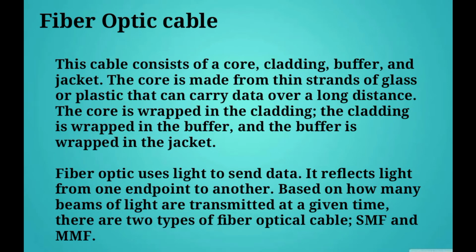The third and the last type of network cable is fiber optic cable. This cable consists of a core, cladding, buffer, and jacket. The core is made from thin strands of glass or plastic that can carry data over a long distance. The core is wrapped in the cladding, the cladding is wrapped in the buffer, and the buffer is wrapped in the jacket. Fiber optic uses light to send data. It reflects light from one endpoint to another, based on how many beams of light are transmitted at a given time. There are two types of fiber optic cable: SMF and MMF.